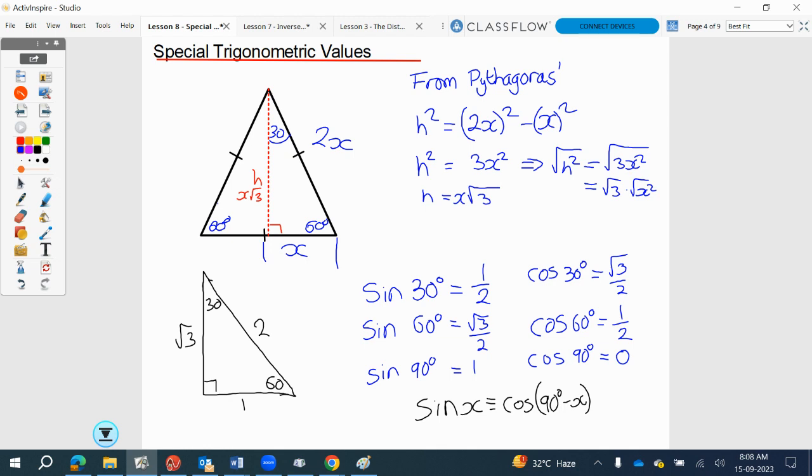How did you find the relationship of sine x equals cosine of 90 minus x? You need to review last year's material. I haven't got time for that one.